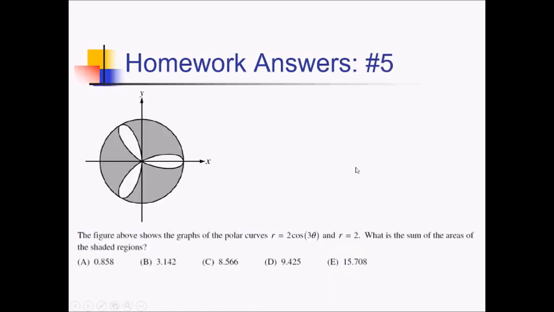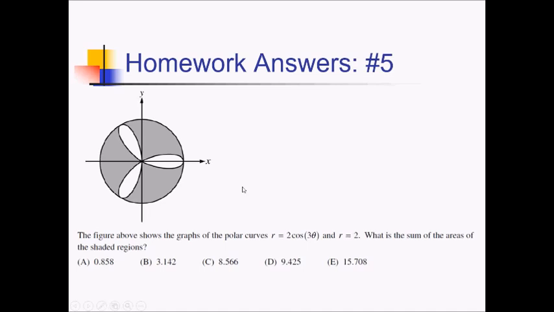On this problem, we've got this cute-looking graph here of a circle with some petals inside, and we want the sum of the areas of the shaded parts here. All right, so this is one of those where if I were not allowed to use a calculator, I would figure out the area of just one of these petals or even a half petal and then multiply that by a certain number and subtract all of that from the area of the circle. But since I'm allowed to use the calculator, let me plug all this in the calculator and see what I can do with it.